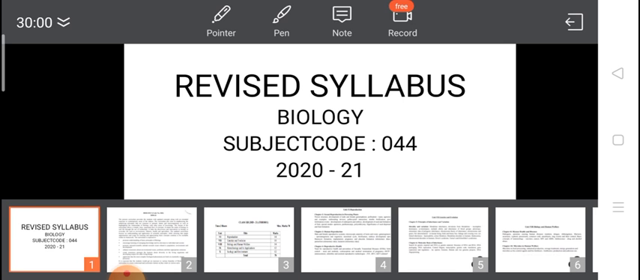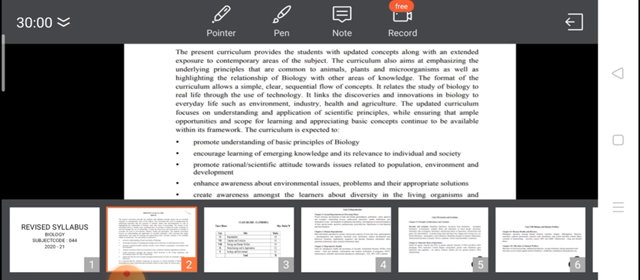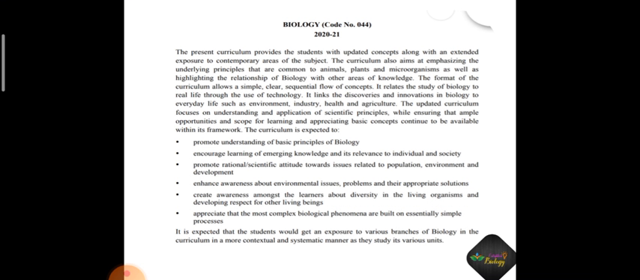Okay, so now coming to the next one. Here the code for biology is 044. Every time whenever the syllabus is uploaded, there are certain instructions given by the board. The pre-information is shown in this picture. You all can see that. So this is the pre-information.